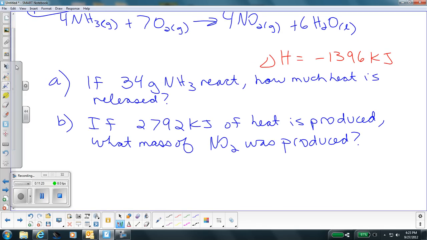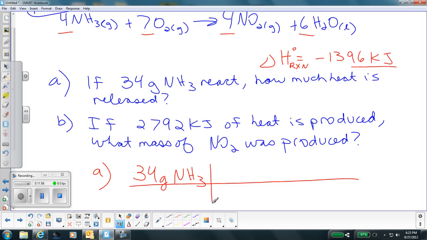When we have questions that involve mass and heat, and we have a reaction and we have delta H, we can use stoichiometry for a reaction, and the kilojoules in the reaction can relate to the moles of any particular chemical in the reaction to be used as a conversion factor. So for A, we would always start our ladder with whatever was given. We've got our 34 grams of NH3, and we always know it's grams to moles, use molar mass.